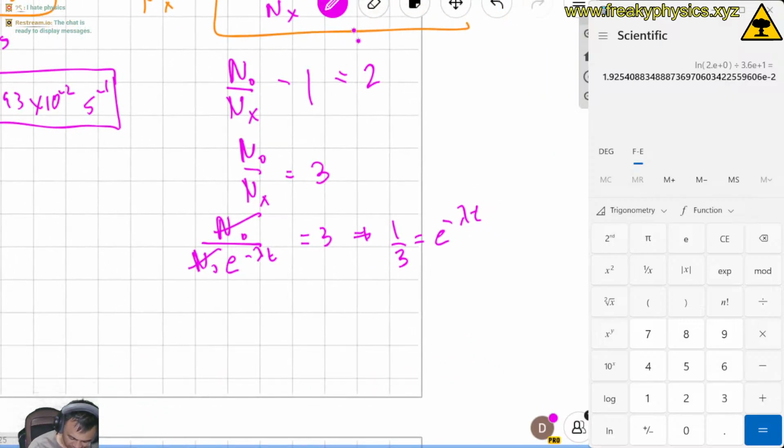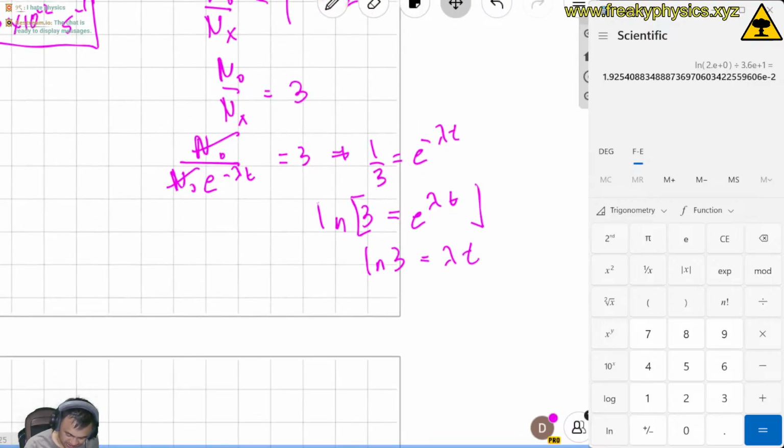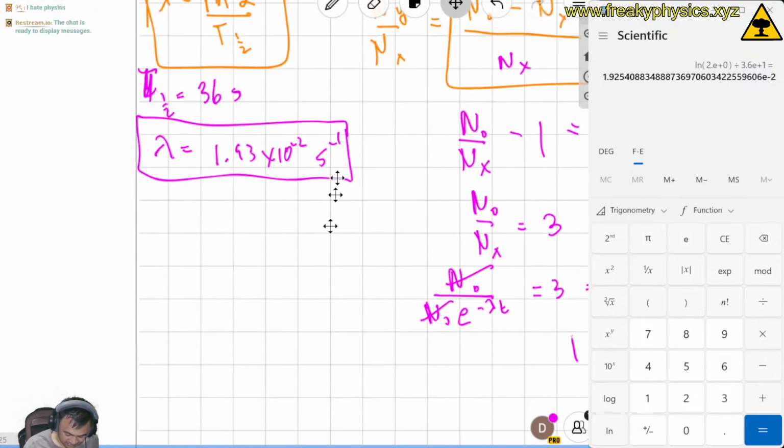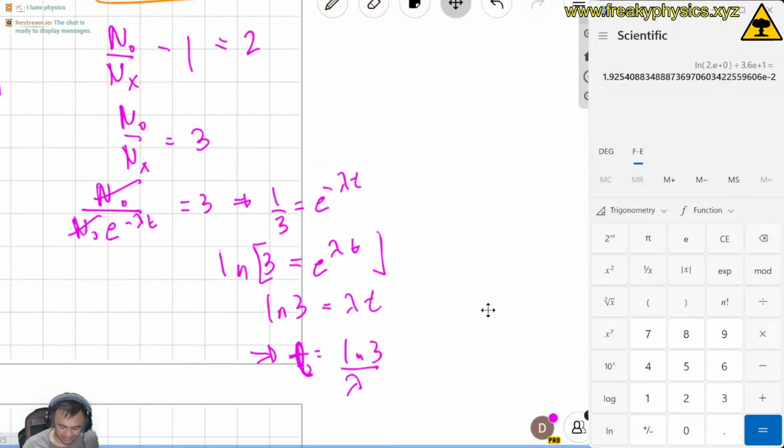And we can just rewrite that. We'll do a shortcut in math. That's 3 equals e to the lambda t, right? We know lambda. We can substitute it in later. So we just do ln of both sides, right? So ln 3 equals lambda t. And finally, t is found. T equals ln 3 over lambda. Now we do know lambda. We found the value. It's right here. So that's it.